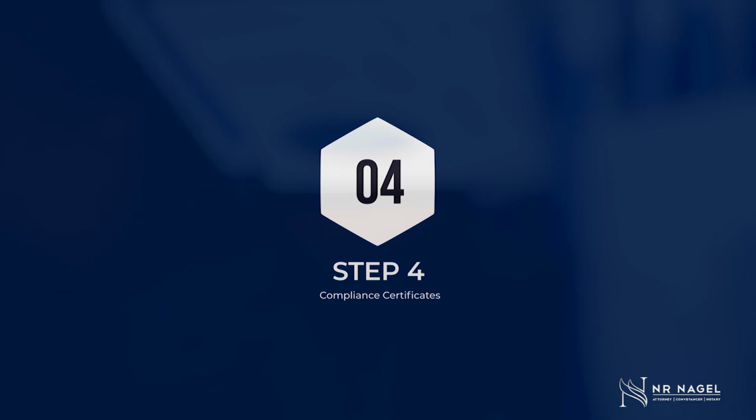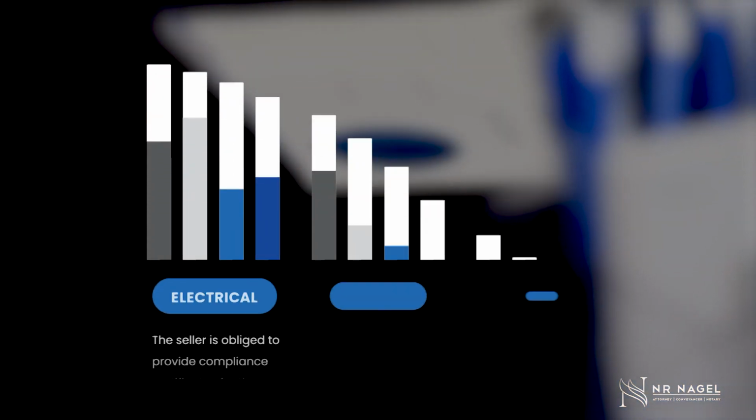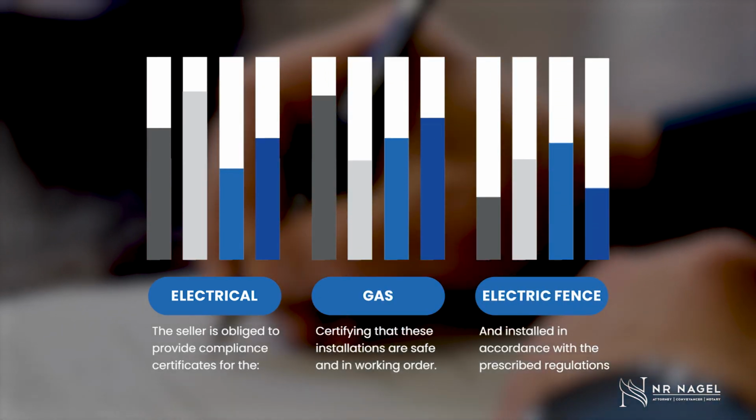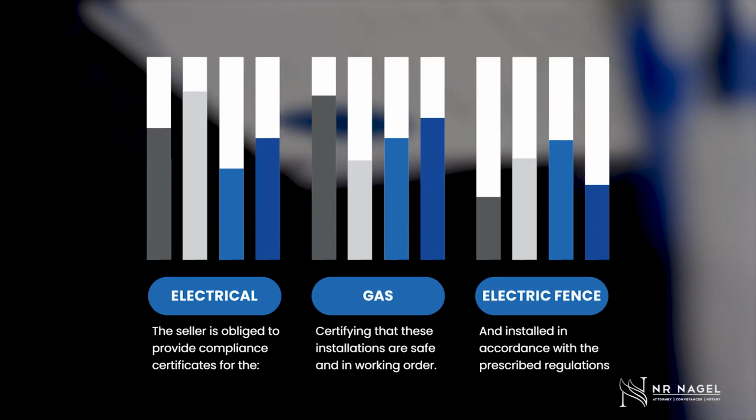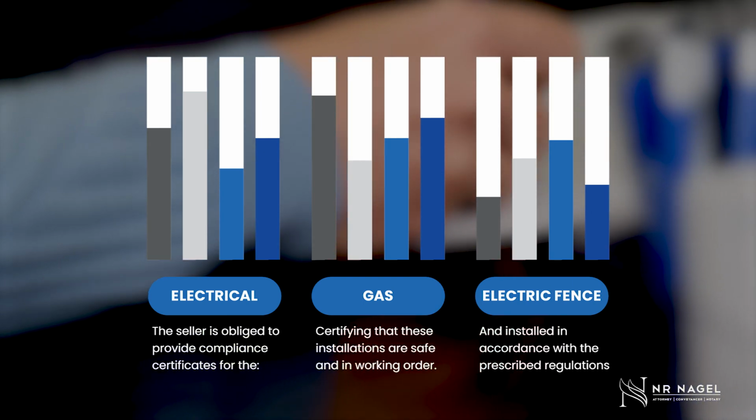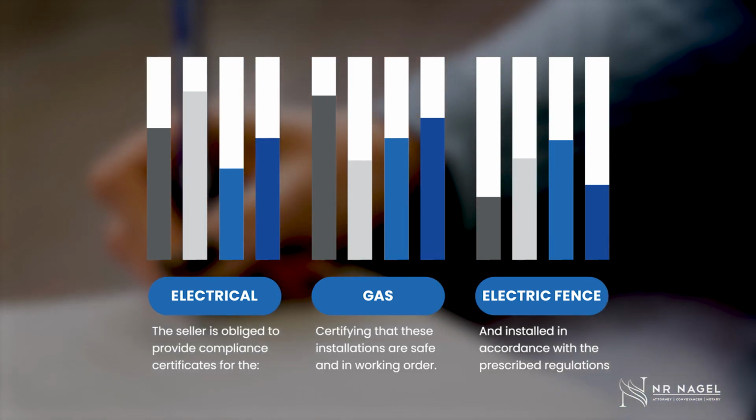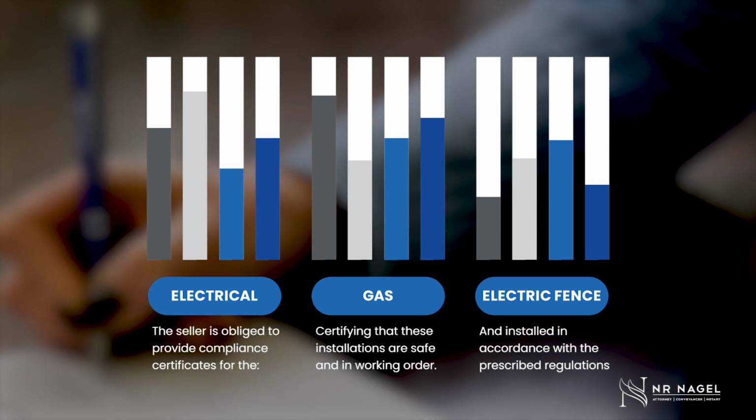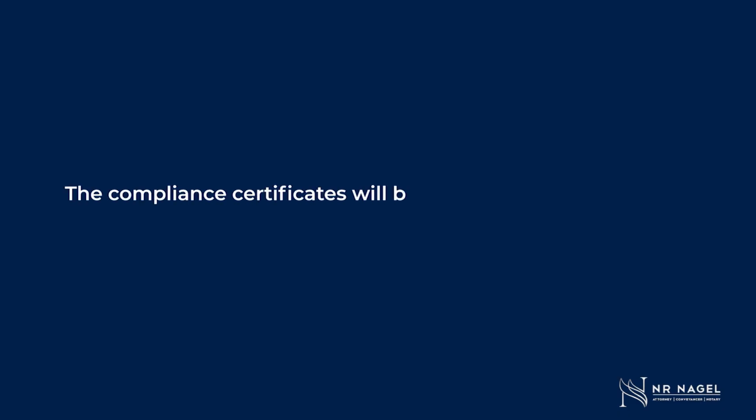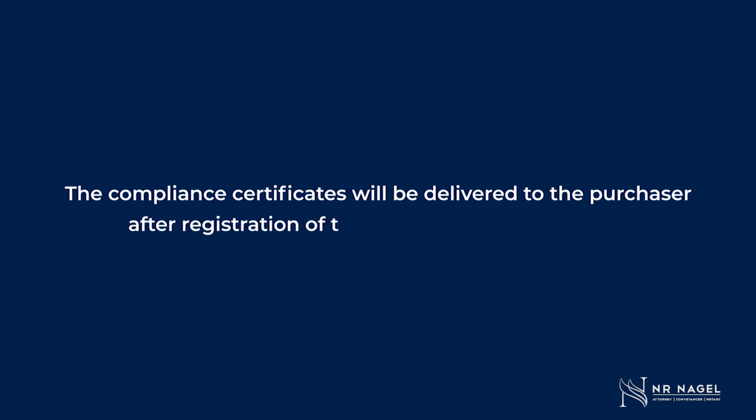Compliance certificates. The seller is obliged to provide compliance certificates for the electrical, gas and electric fence installations, certifying that these installations are safe, in working order and installed in accordance with the prescribed regulations. The compliance certificates will be delivered to the purchaser after registration of transfer has been completed.